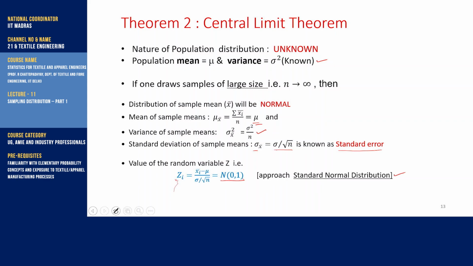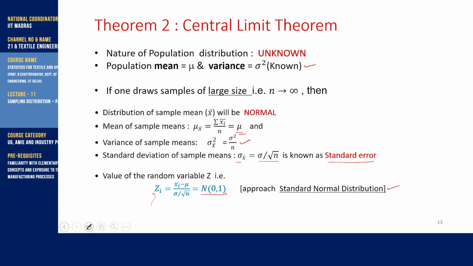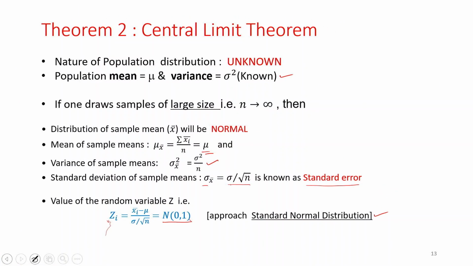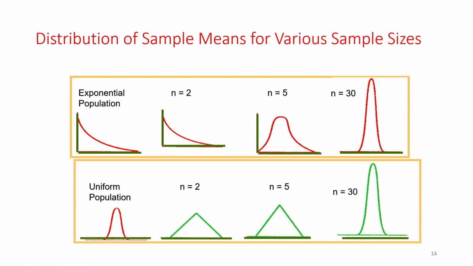That is the interesting part of this, that even if the population distribution is unknown to us, if we take samples, find out the mean, and if the sample size is little large and we keep plotting the distribution of the sample means, we'll find it to be almost normal. And if we go to the next slide, that's what it shows.